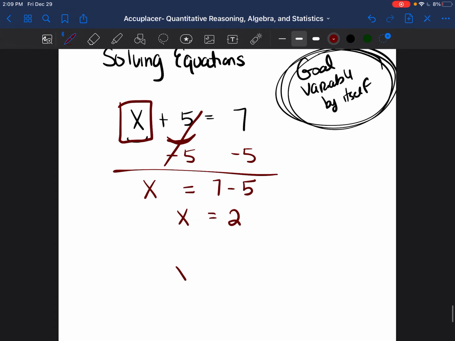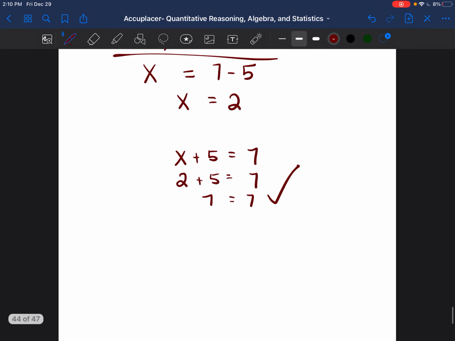Does that work out? Let's check. x plus 5 is supposed to be equal to 7. So instead of writing x, let's put in our answer, 2 plus 5. Is that equal to 7? Well, 7 is equal to 7. Yes, that works out.